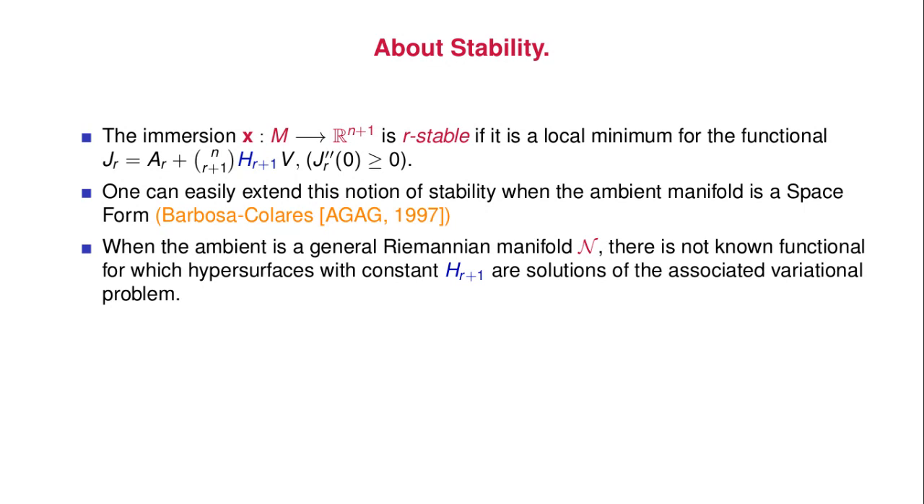for example, if you take the same functional, you get something depending on the sectional curvature of the space. So you cannot say that H_r equal to a constant is a critical point. So, I mean, we don't know.